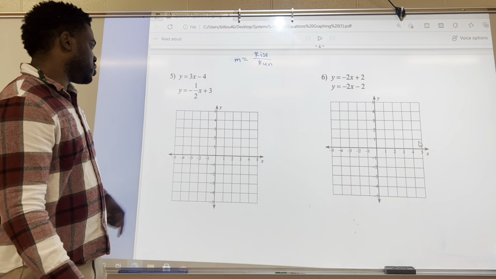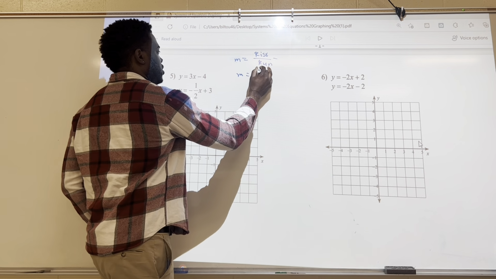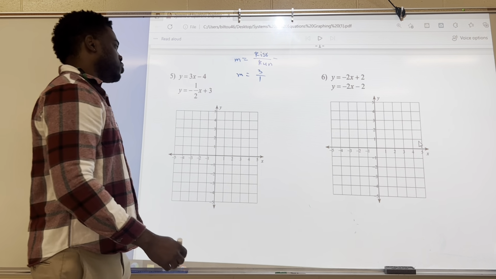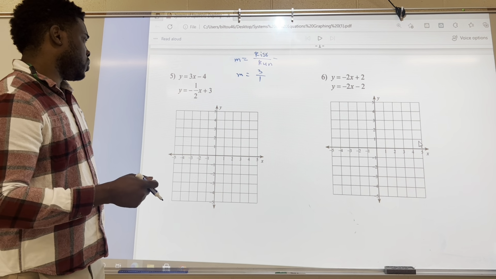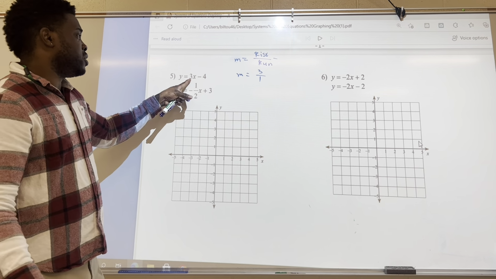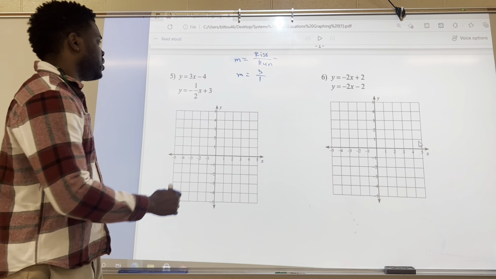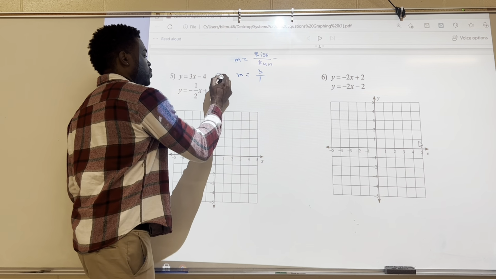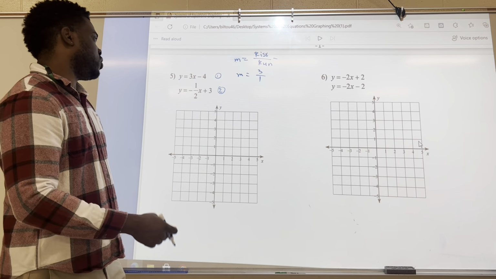We notice that our slope over here is 3 over 1, which means that we have to go up 1. And you also notice that the slope over here is positive, and the slope for the second equation is negative. So let's call this one 1, and let's call this one 2.